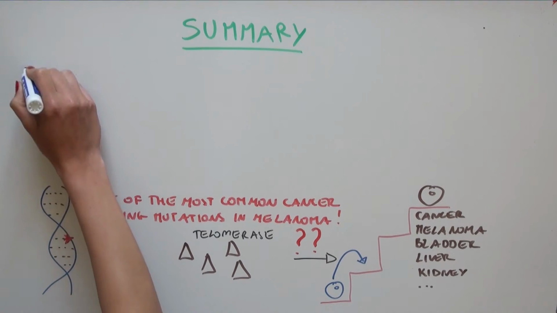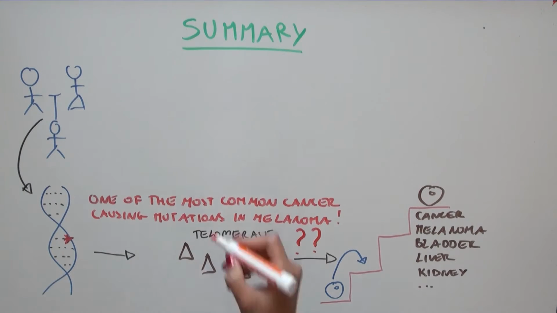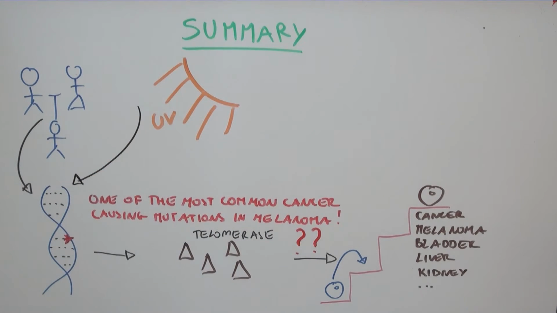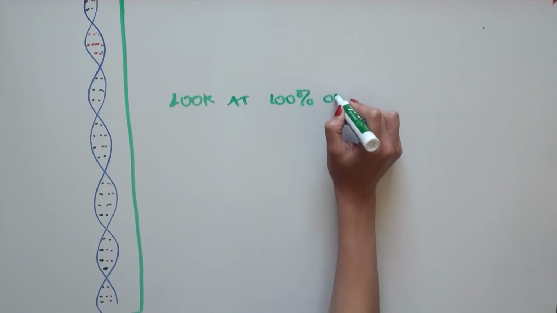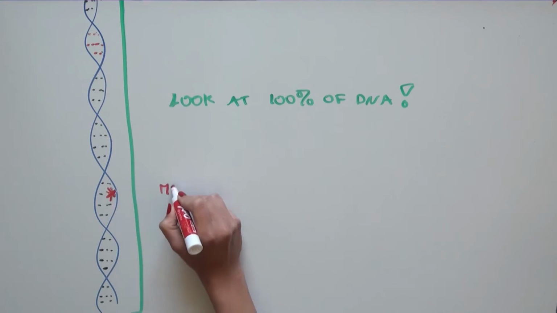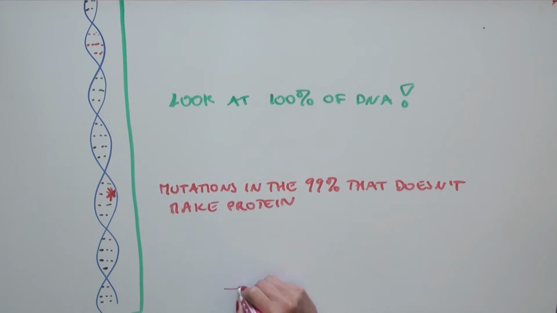Cancer patients with the mutation inherited the mutation from their parents, in the familial case, or acquired it from sun exposure. So overall, this study showed that it's very important to look at 100% of the DNA sequence, because mutations in the 99% of the DNA that doesn't make proteins can be driving cancer.